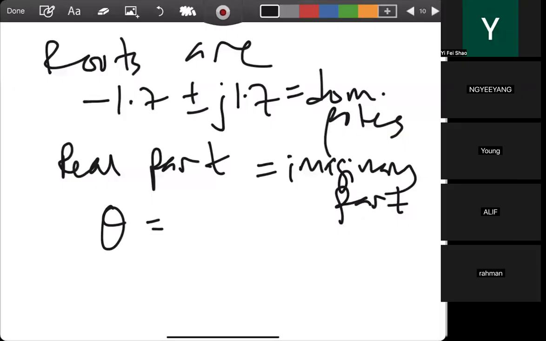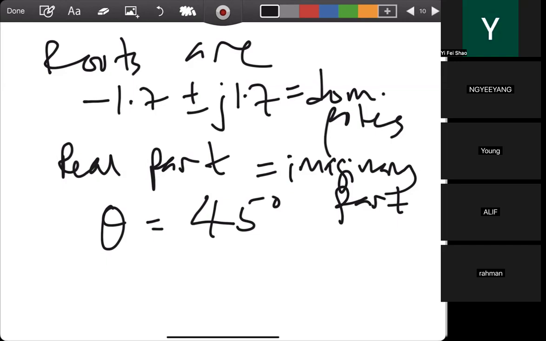Aina. If the real part equals the imaginary part, meaning that theta is? 45 degrees. Good. 45 degrees. Okay, 45 degrees. Why, Doctor? Why 45 degrees? Who said that?